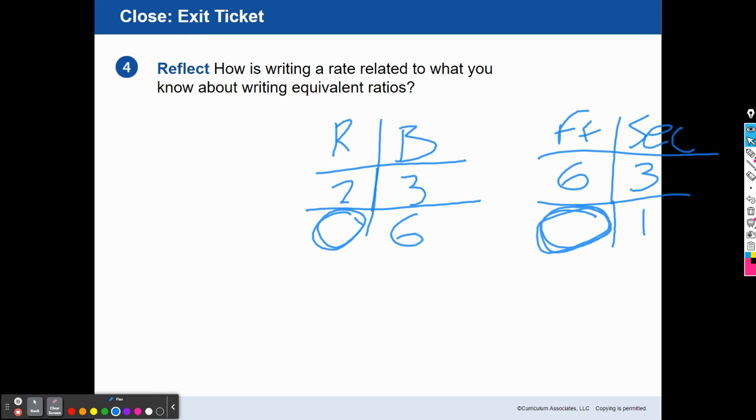So when we find a rate, what are we finding? Well, hopefully we're seeing that we're finding equivalent ratios. All right, we're finding equivalent ratios to make it per unit.